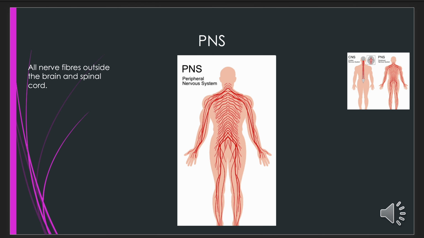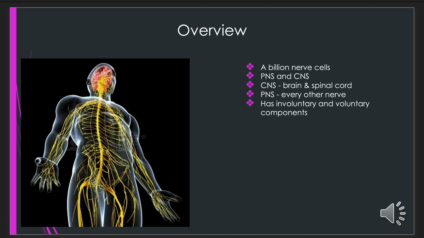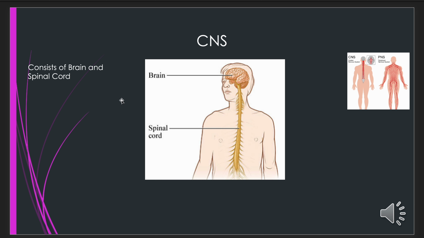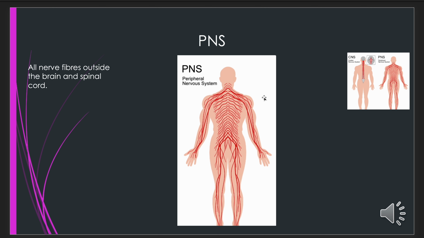It just has about 11 slides. So we'll talk about the nervous system. We'll start there by talking about the PNS and the CNS. PNS stands for peripheral nervous system, and the CNS stands for central nervous system. The central nervous system is just the brain and the spinal cord, and the peripheral is everything else.